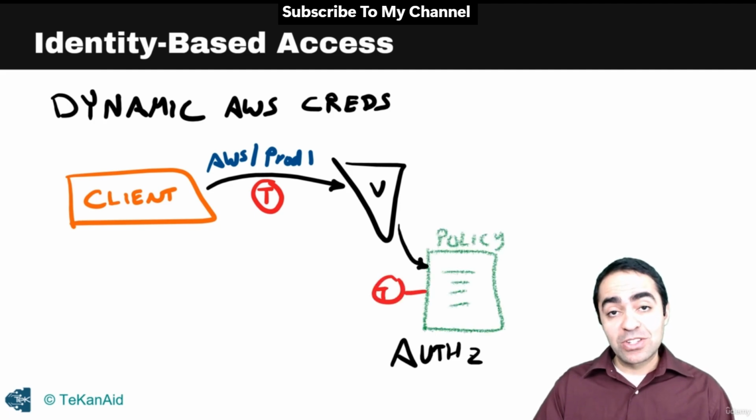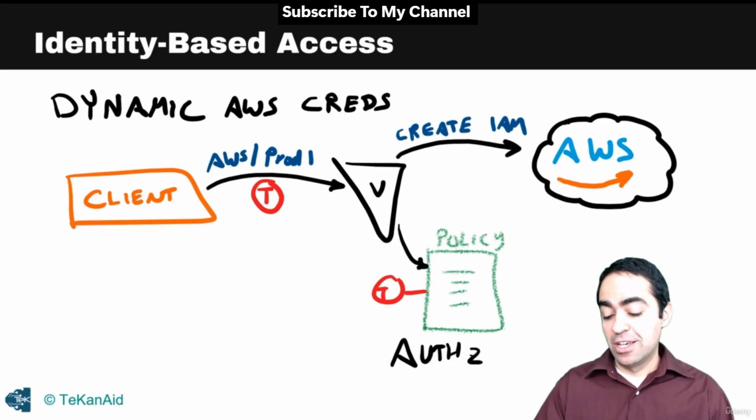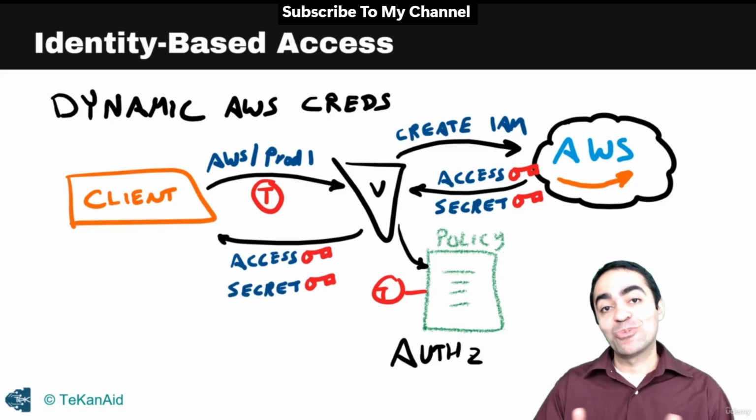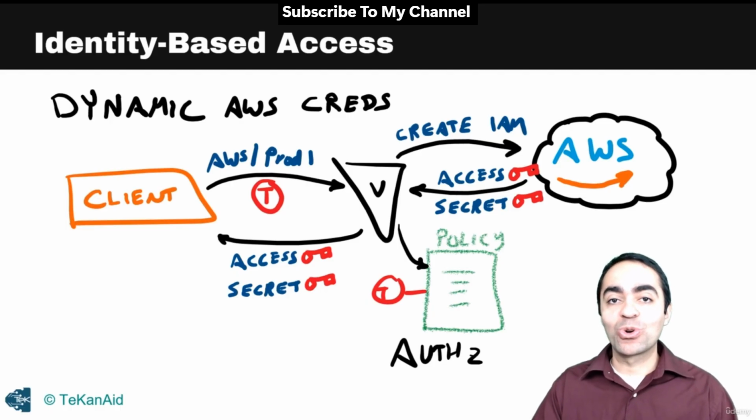Vault's going to check the policy that is associated with that token. And if that client is authorized, it's going to create credentials inside of AWS. And basically AWS will come back, give it the access and secret keys, which Vault will pass back to the client. And at this point, the client has access into AWS. Once again, whether this client is a human or a machine or application, it doesn't really matter. This client will now have access to AWS. So basically, Vault is brokering the access into AWS.